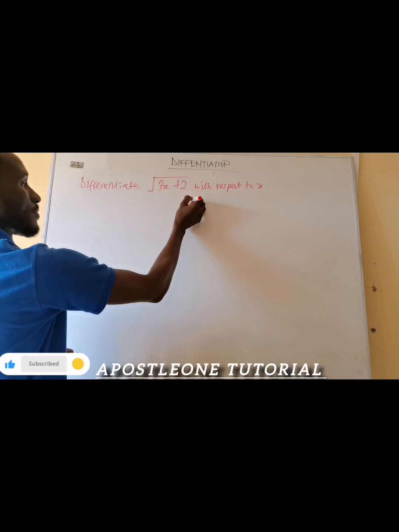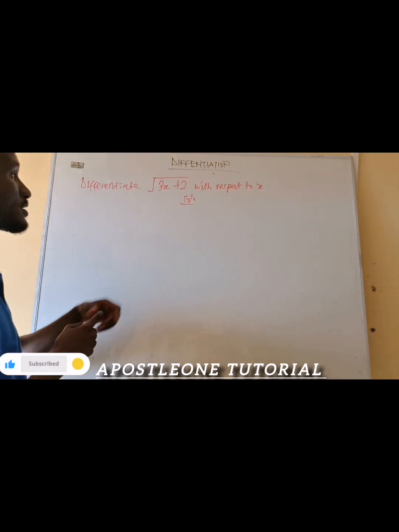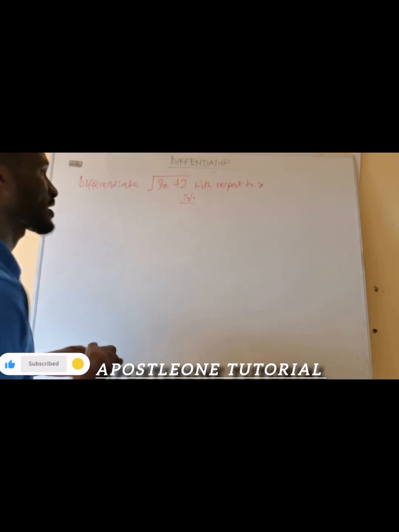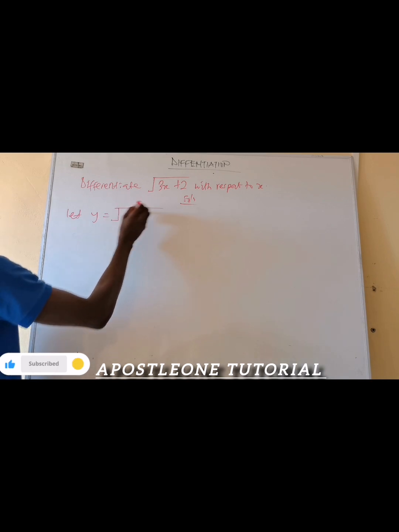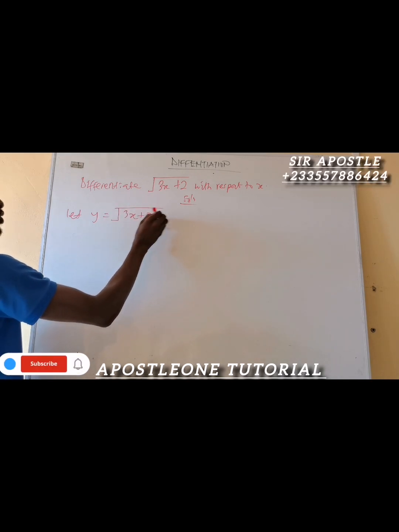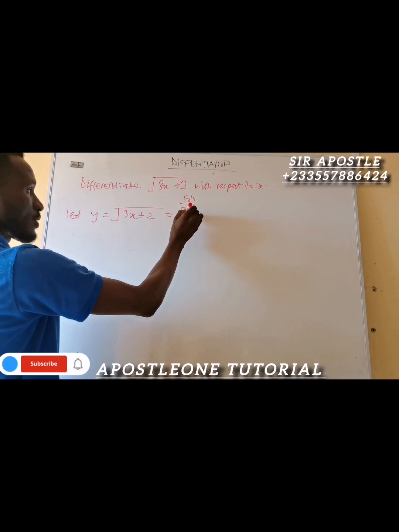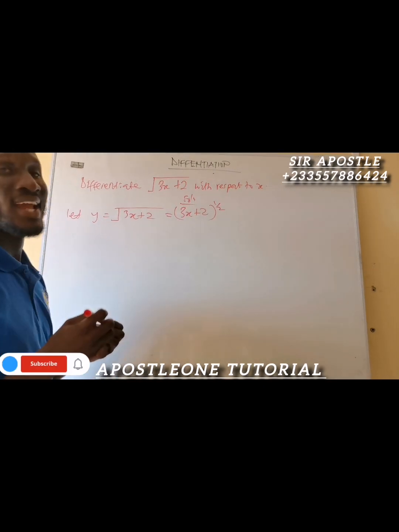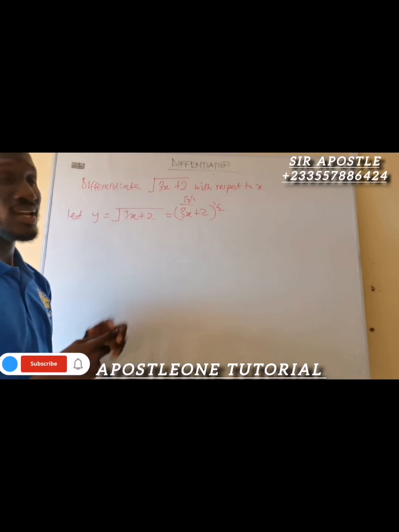Now let's see. Now we are solving this particular thing. We are differentiating root of 3x plus 2 with respect to x. So I'm going to say let y be equal to the function 3x plus 2. You see, this one is square root, so it's the same as 3x plus 2 all to the power 1 out of 2. At this point, there is no way we can expand this one. This one is a fraction.